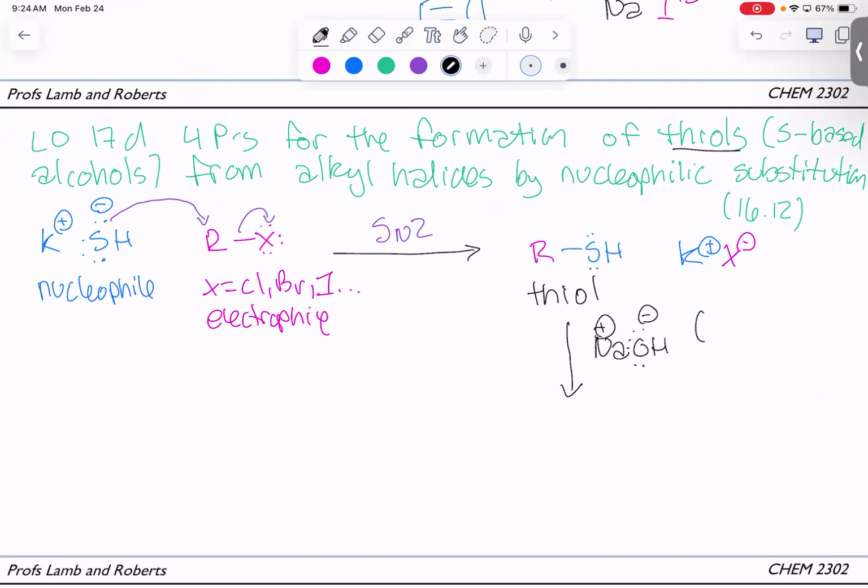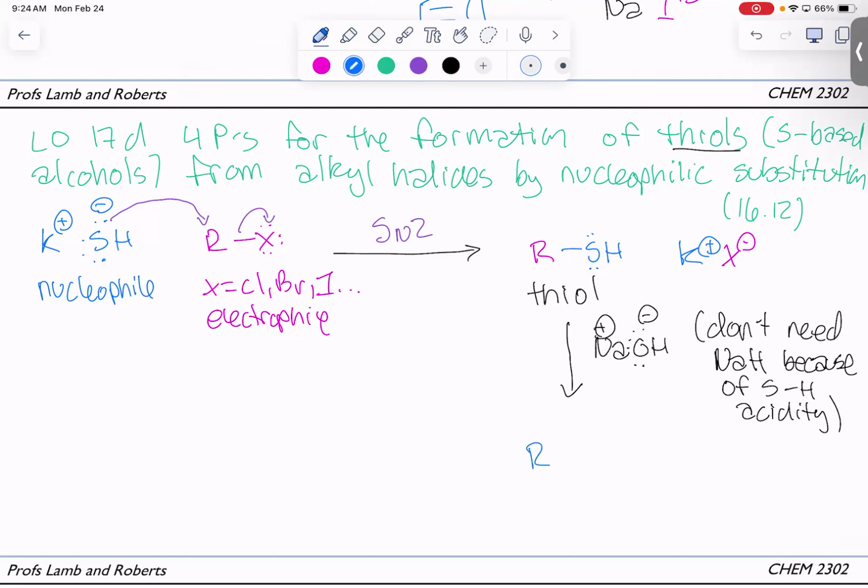All right, you don't need sodium hydride because of the SH acidity. These are much easier to deprotonate. You don't need that super strong sodium hydride base. Would it work? Absolutely. But you can use something that's a little bit more conventional.